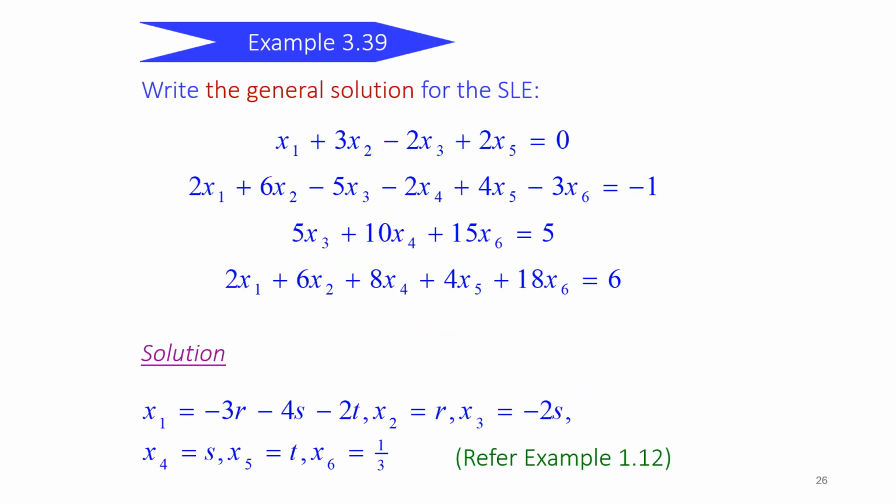In this example, we are going to see the relation between the general solution of a system of linear equations and the null space. Okay, so we have a system of linear equations, and referring to example 1.12, we have this solution.